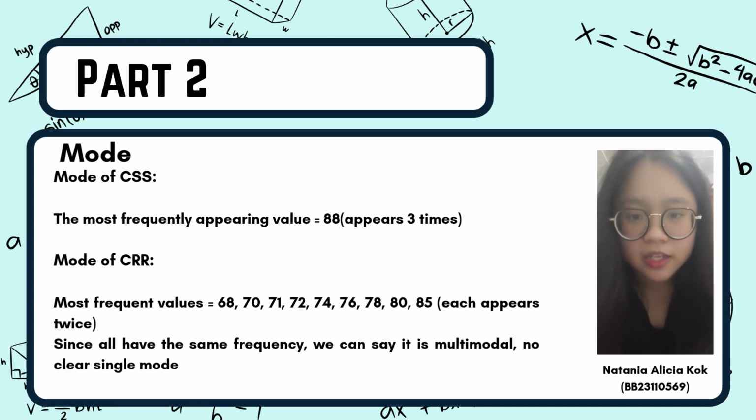Next, I'll explain the mode. For CSS, the most common value is 88, which appears 3 times in the data. But as for CRR, there isn't a dominant value. Instead, there are multiple different values like 68, 70, 74, 80, and 85, and they all appear twice. This makes CRR multimodal, which means there is no clear mode. This variability in CRR indicates a less consistent pattern compared to the CSS.